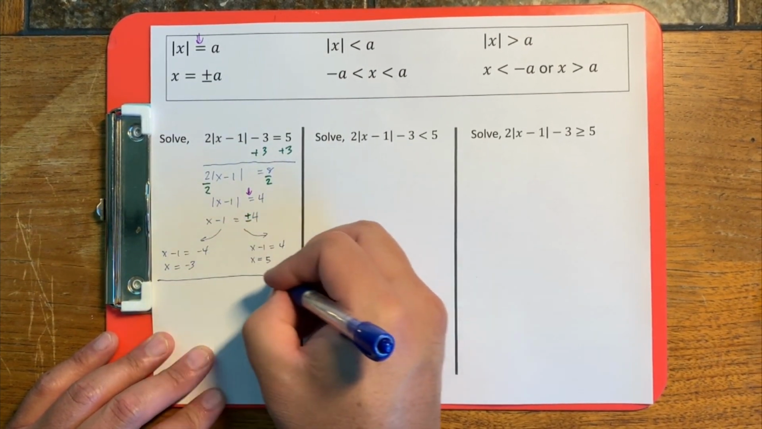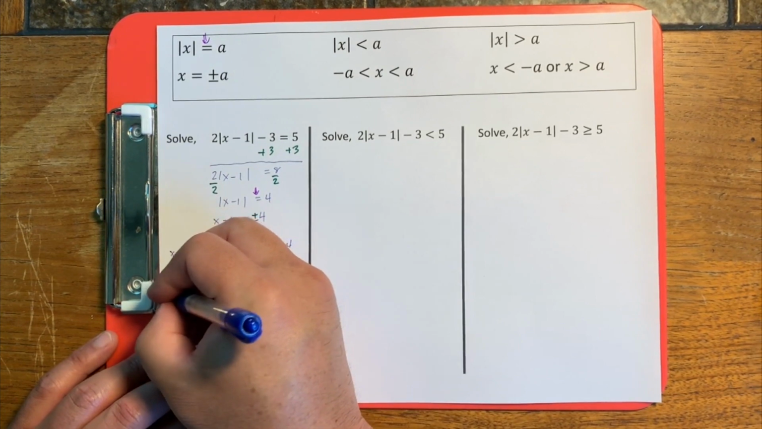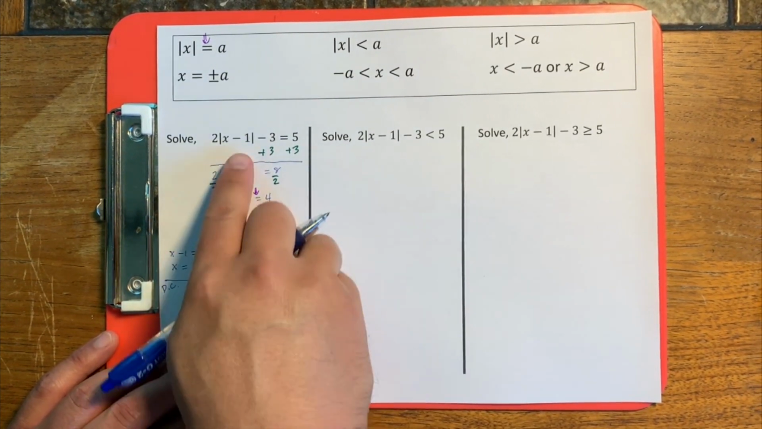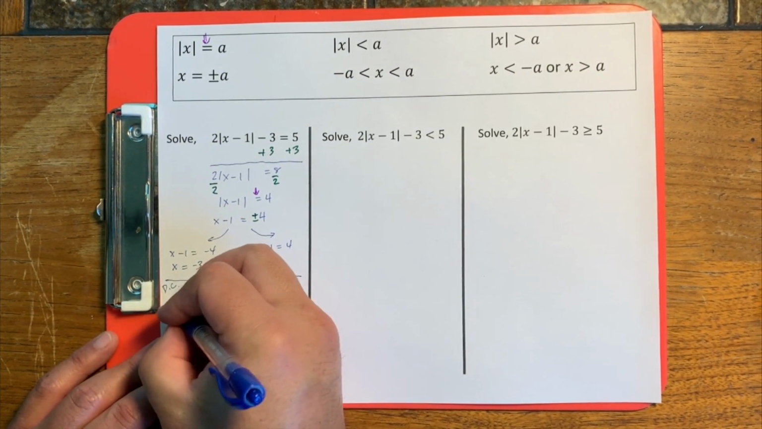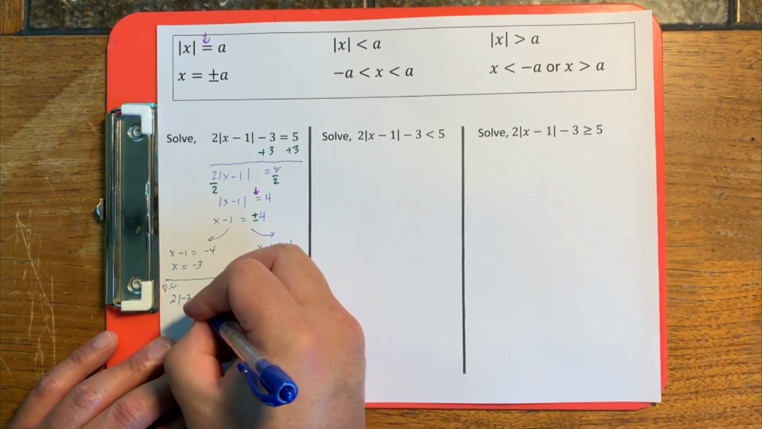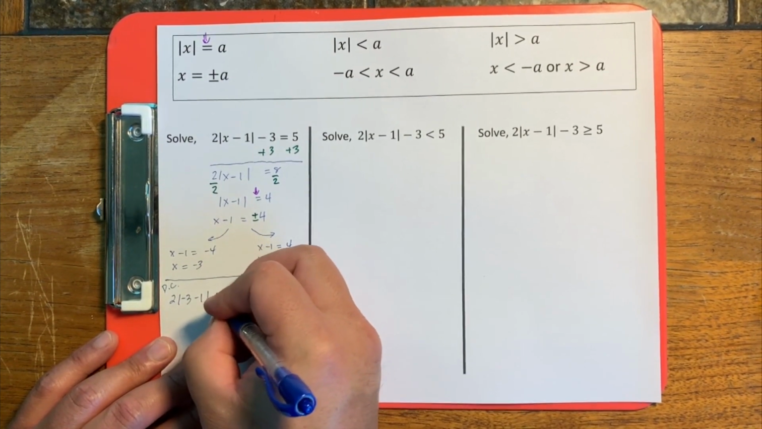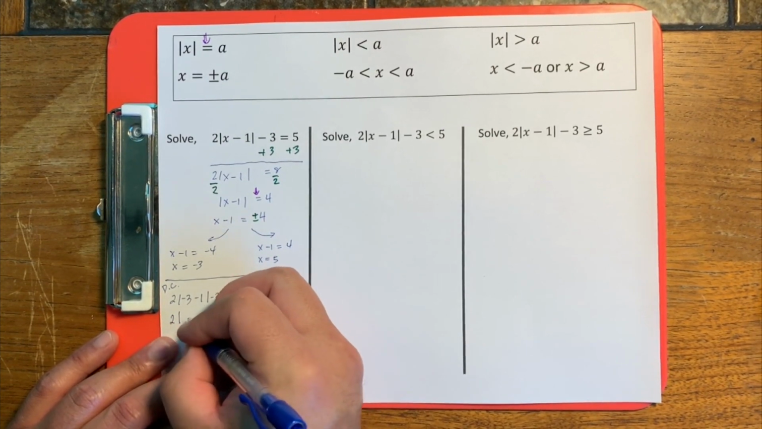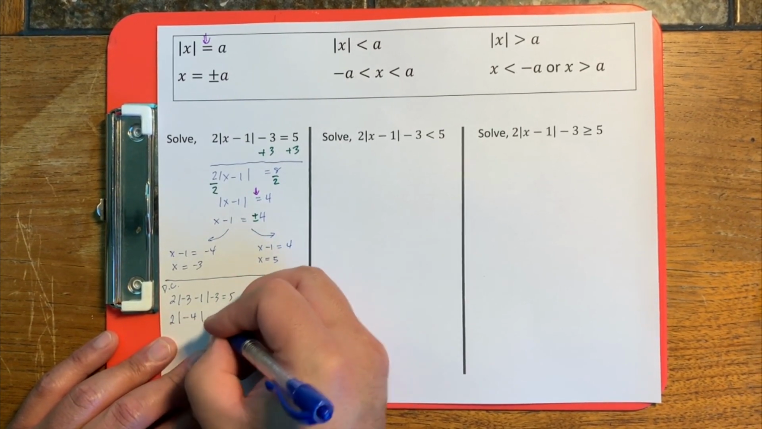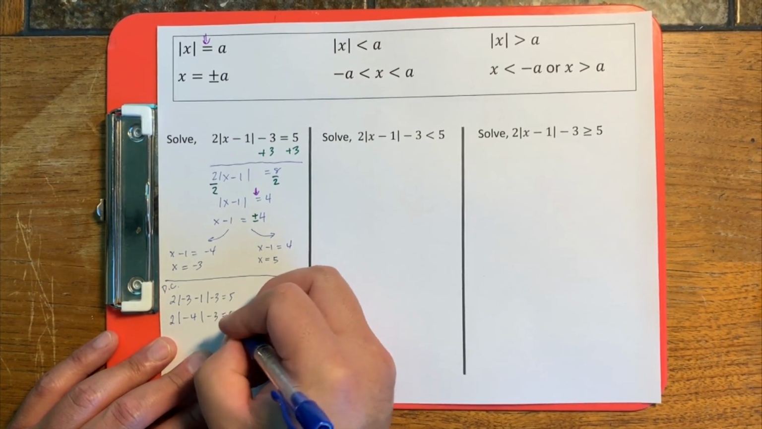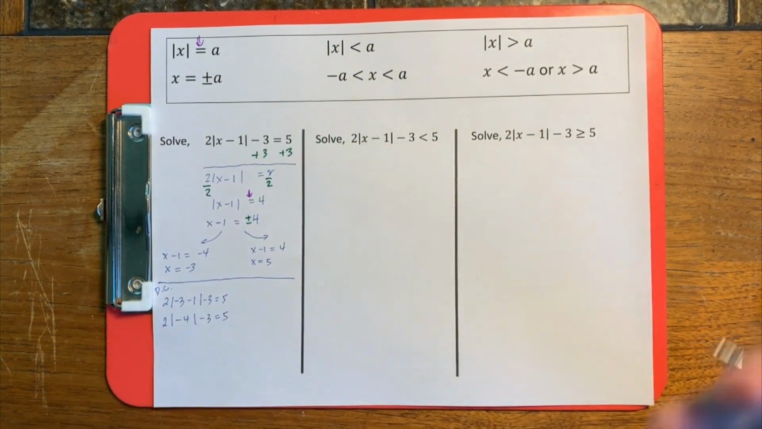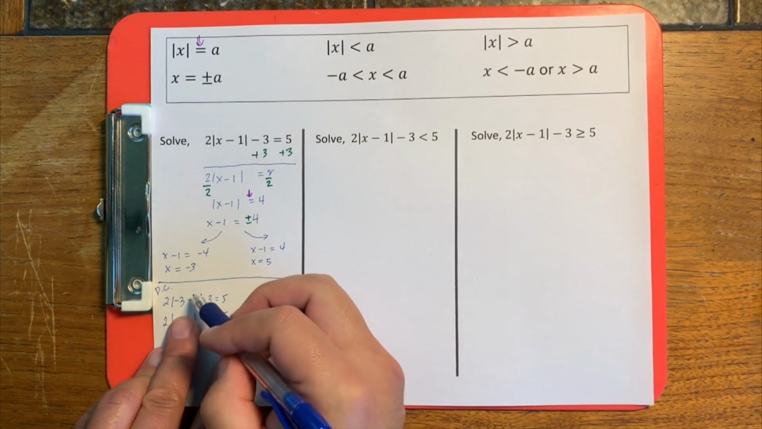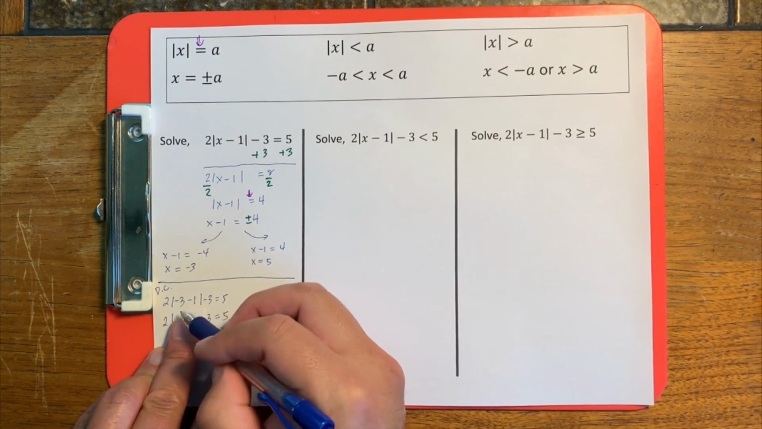And then what we have to do is we have to double check. So let's double check. Let's plug this back into here. So I get 2, and then the absolute value of -4. Now, this is where students get in trouble. Just simplify the inside of the absolute value.